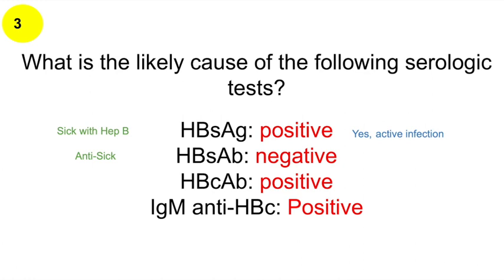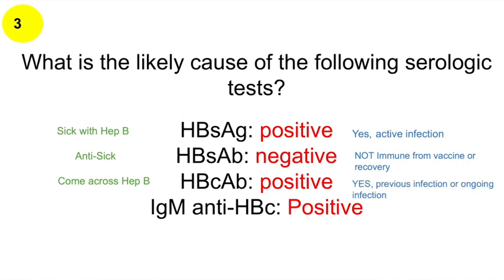The hepatitis B core antibody is positive. Remember that this core antibody means that the patient has come across Hep B before. So yes, this patient has had a previous infection or an ongoing infection. Also, very important, the IgM anti-HBc is also positive. And this means that the patient has an acute ongoing infection.